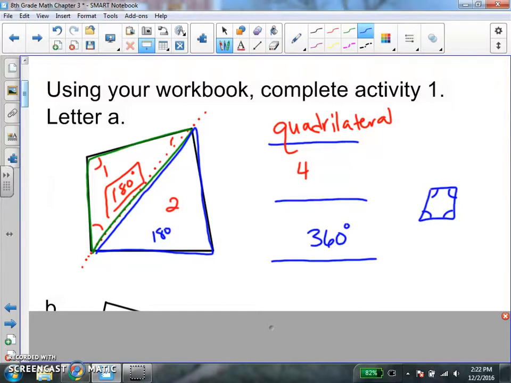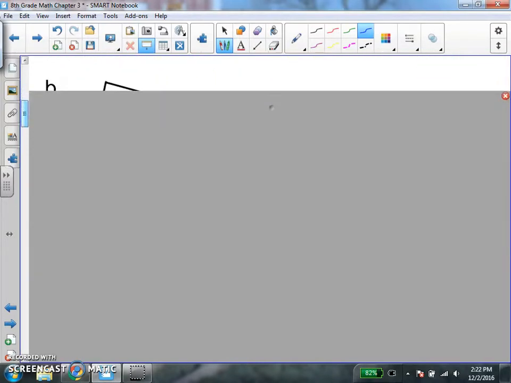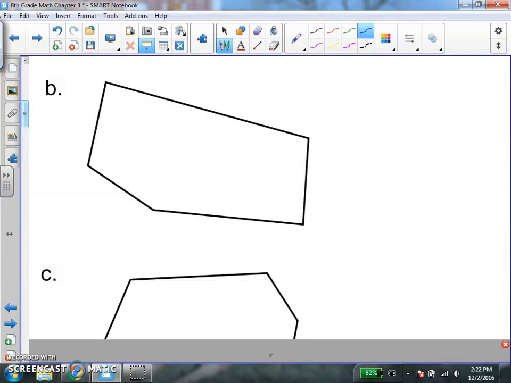Okay. What I would like you to do now is to pause this video and to try letters B through E then. And if you want to work on this with your table partner, you can. If you want to work on it alone, that's fine. But see if you can recall what type of polygon it is, what the polygon's name is, how many sides it has, and then see how many triangles you can split your shapes up into to figure out your total number of degrees on the inside of that polygon.